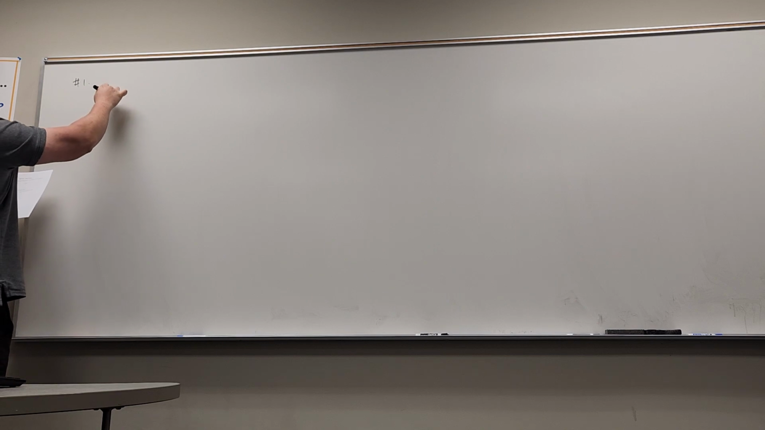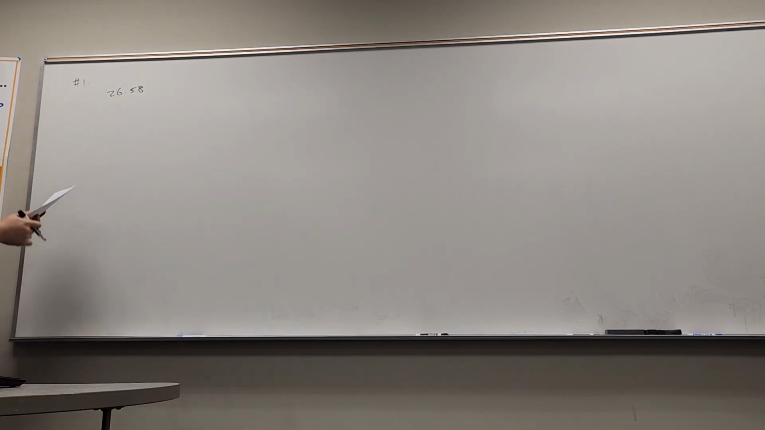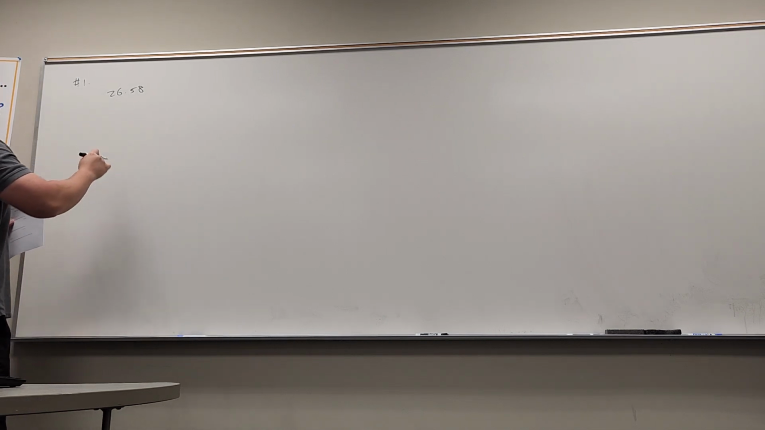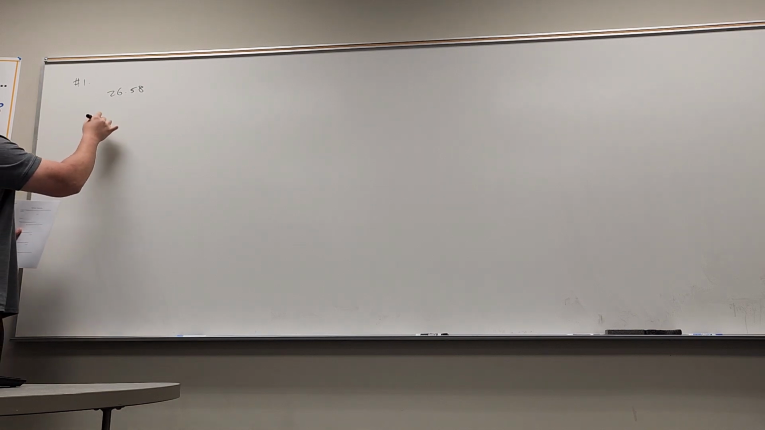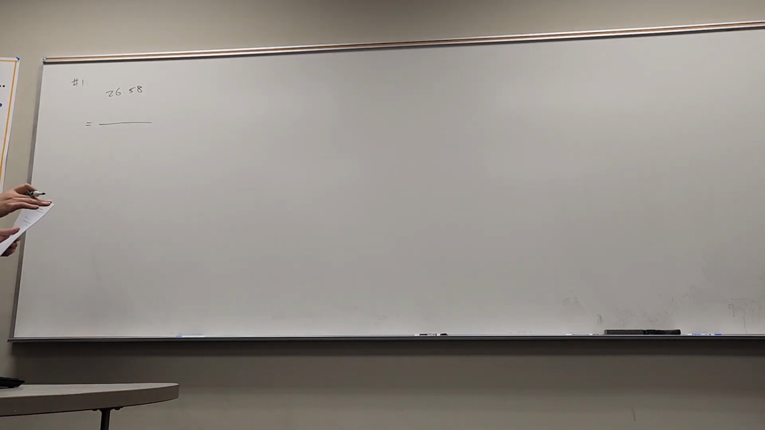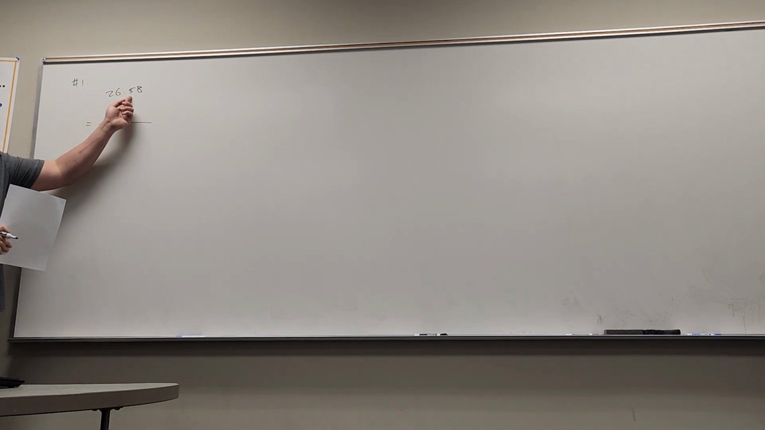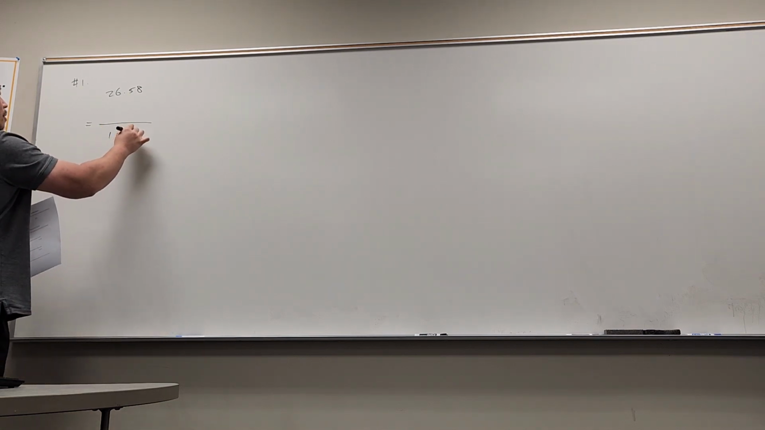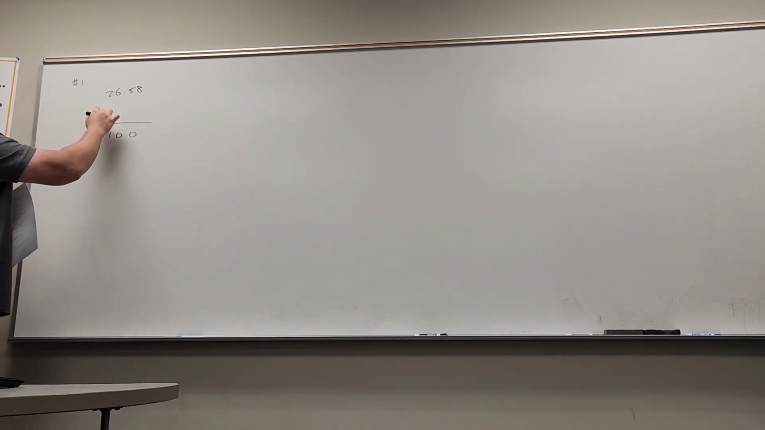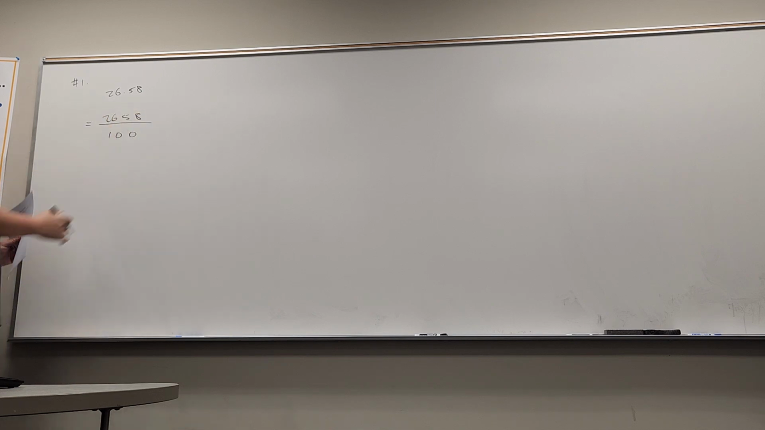Number one is 26.58. We would like to change that to a fraction. Remember what I said, there are two ways to do it. I think the easiest way to change it to a fraction is just count. You have two decimal places, right? So that means you have two zeros underneath. You have 100 underneath, so 100, like this. And just rewrite 2658. That's it. And then just gotta simplify from here.